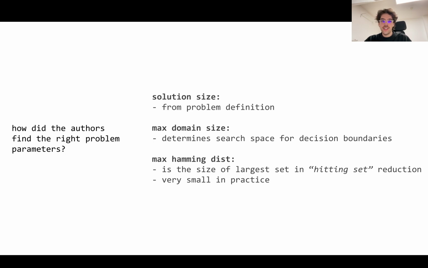The solution size is just from the problem definition. The number of values you can assign to each feature determines your search space and the number of decision boundaries you can put anywhere. And the Hamming distance was actually found from the hitting set problem, where you try to find one set that has a non-empty intersection with a bunch of different sets in a collection in some universe. And it's small in practice for most data sets you see in the wild.